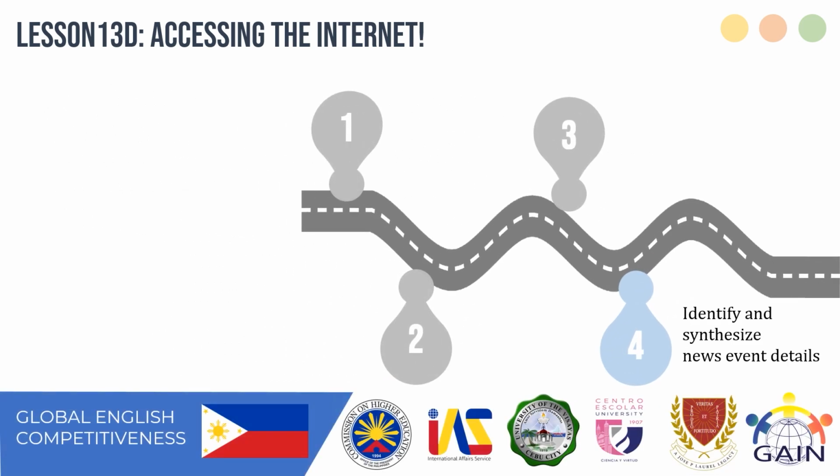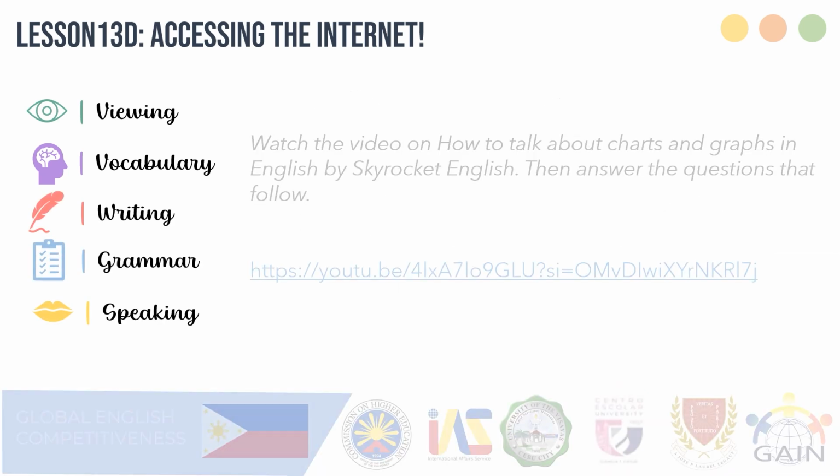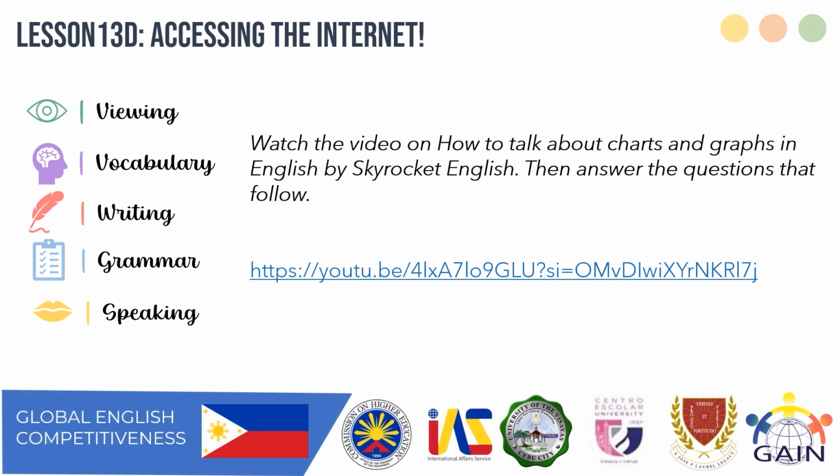Without further ado, let's move over to Lesson 13D, Accessing the Internet. And here are the different sub-lessons that will help us achieve our objective. Viewing, vocabulary, writing, grammar, and speaking. Let's begin the lesson by watching the video on how to talk about charts and graphs in English by Skyrocket English. Then answer the questions that follow.